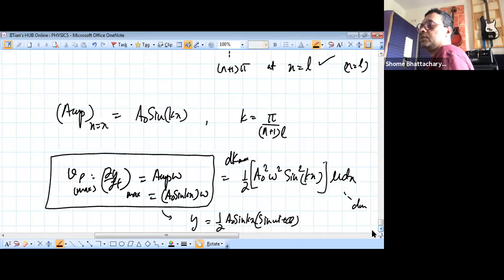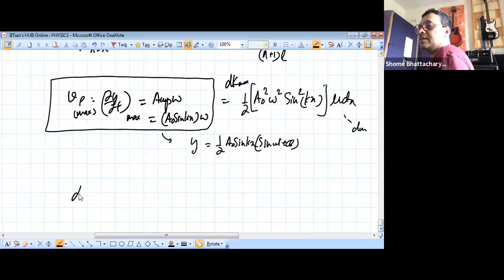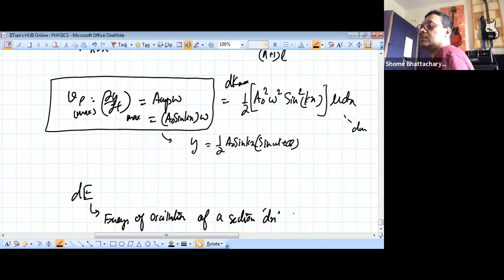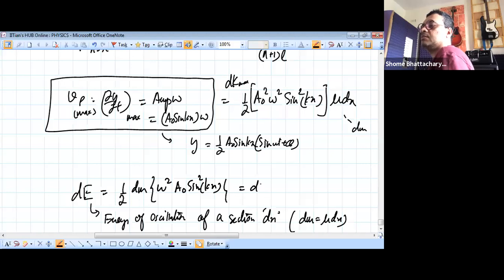Okay. So from here we calculate the mechanical energy of oscillation of a section of length dx, or mass dm equal to mu dx. So that becomes this quantity. It becomes half dm into omega square into amplitude square, so that is half mu omega square E naught square sine square kx dx. That is the maximum kinetic energy. So now we have to integrate this.